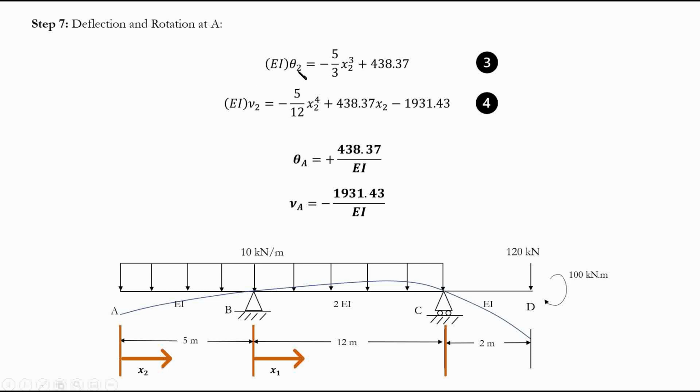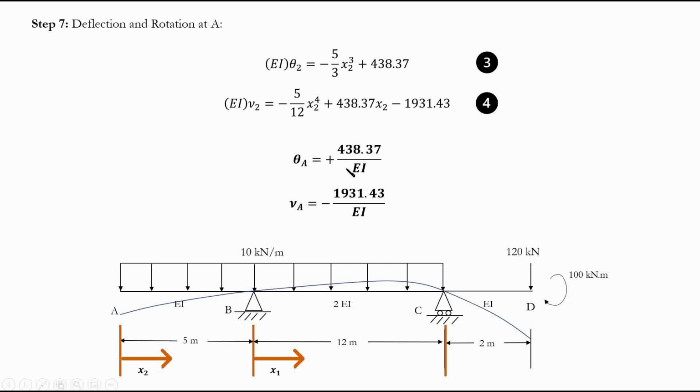So for theta A, I put x2 equals 0, and it's going to be 438.37 divided by EI. For nu2, the deflection, I again put x2 equals 0, and I end up with negative 1931.43 divided by EI. This is what we have, as simple as that. So this is the way we find our rotation and deflection.